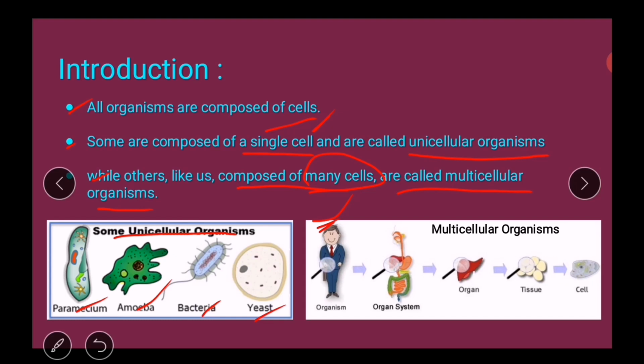Now here you can see the cell. The many cells combine to form what? They combine to form a tissue. And many different types of tissues combine to form what? Organs. Organs like liver, heart, kidney, all these things are organs.